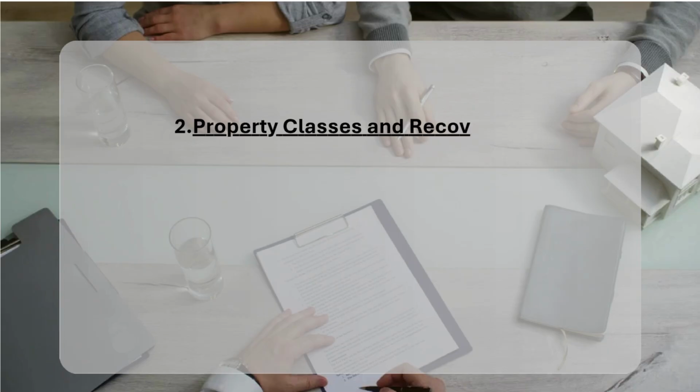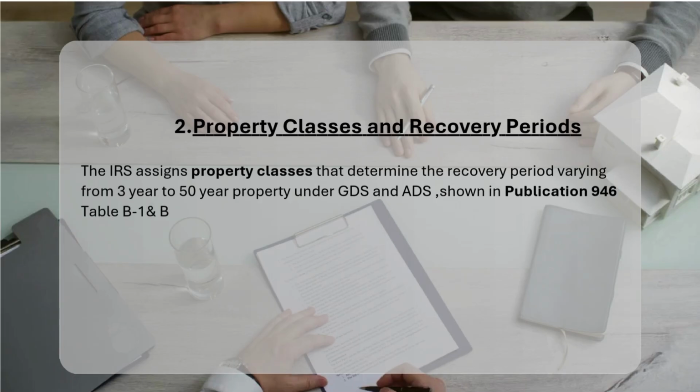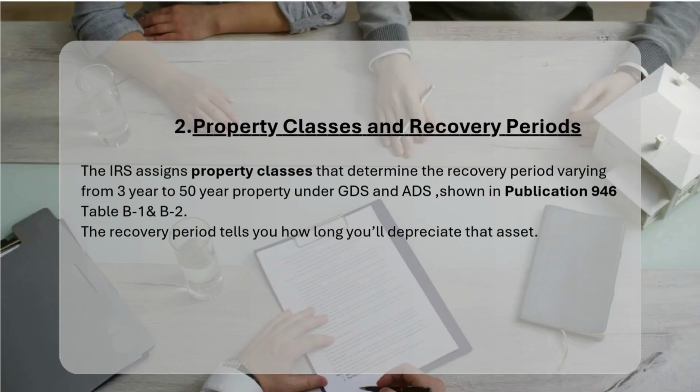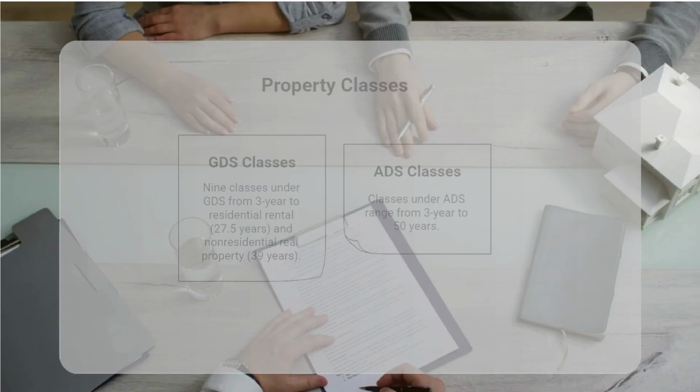Now let's talk about property class and recovery periods. The property class defines what type of asset you're depreciating, for example, machinery, computers, or buildings. The recovery period tells you how long you'll depreciate the asset. Under GDS, there are 9 main property classes ranging from 3-year property for short life assets to 39-year non-residential buildings. Under ADS, recovery periods extend from 3 years to 50 years, making it the slower system overall.